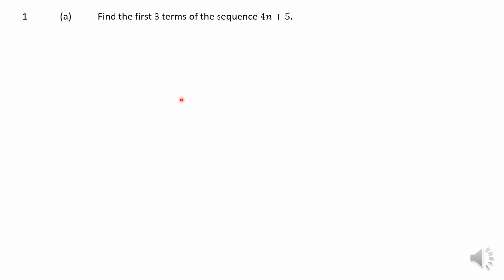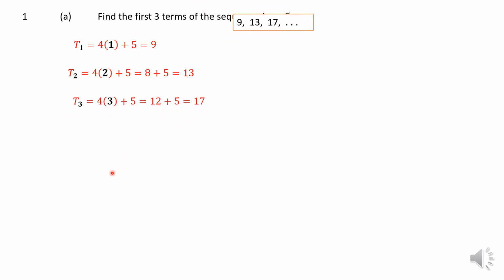Right, so I'm going to do a few questions then on sequences. You get the sequence 4n plus 5, and they are asking you here to find the first 3 terms of the sequence. It's very easy. For term 1, you just substitute for n the position of the term, 1. So the first term will be 9, the second term will be 13, and the third term will be 17. So my sequence is going to be 9, 13, and 17.